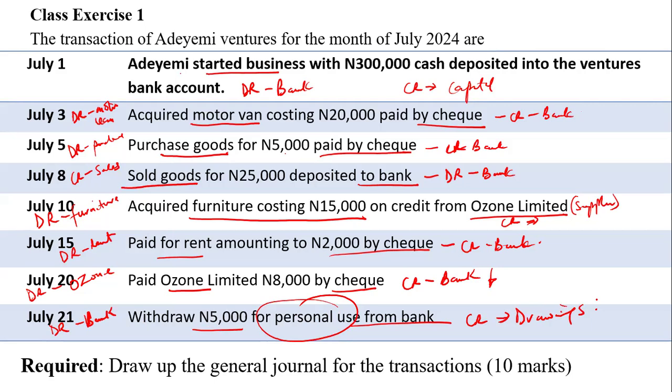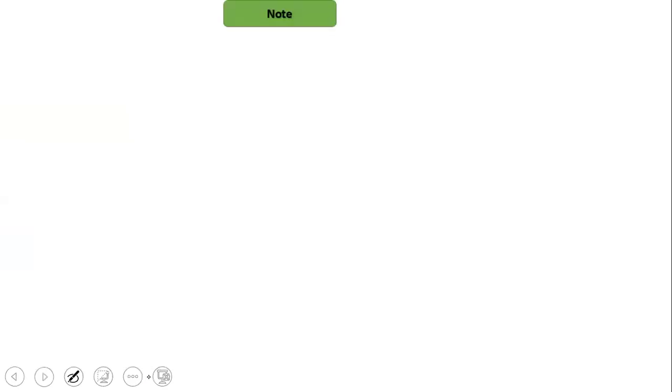But don't forget, the examiner said, draw up the general journal for the transactions. So if you have to draw the general journal, that will require some other fundamentals. So let's look at that. Now, what's the name of the owner of the business? Do you hear me? So have it here.